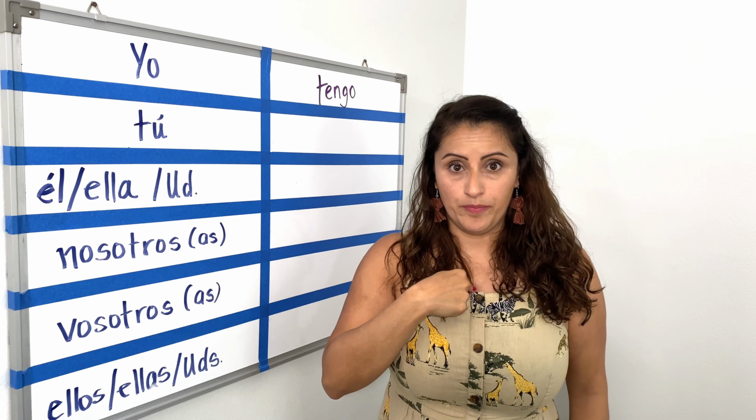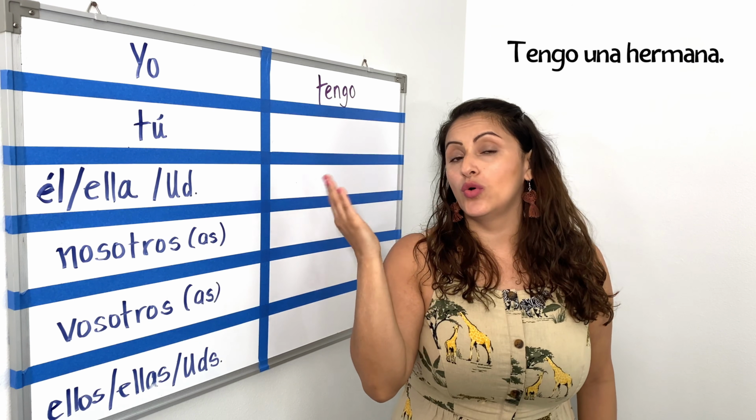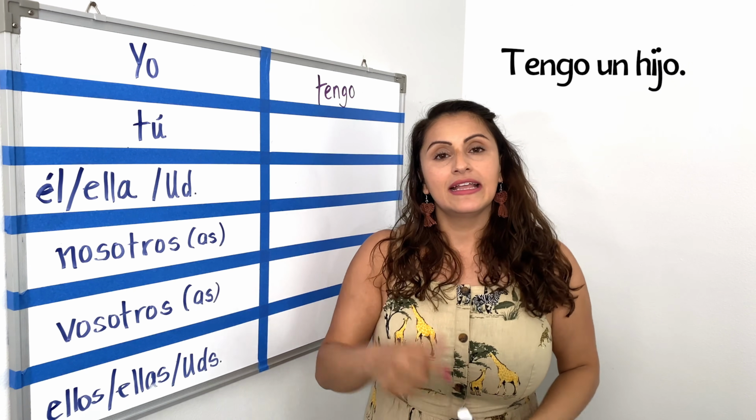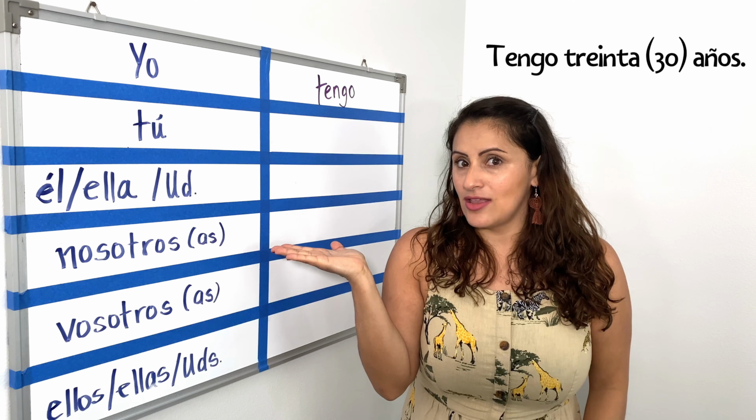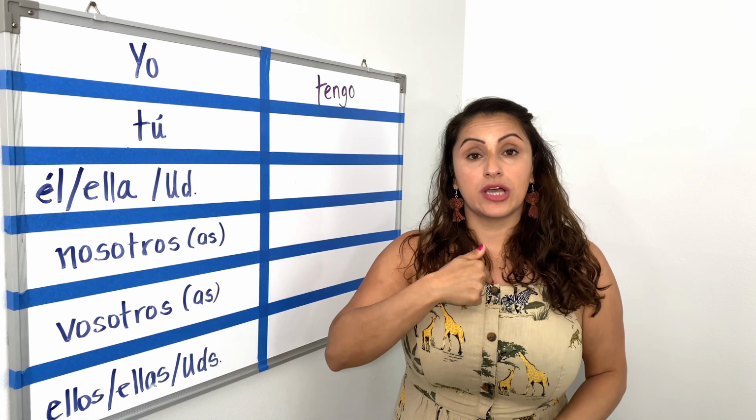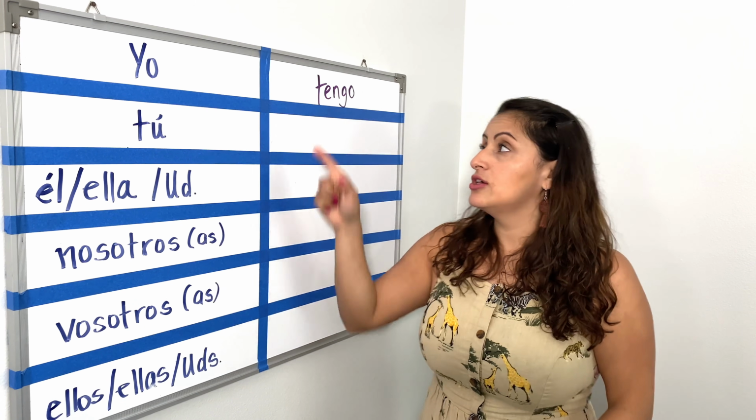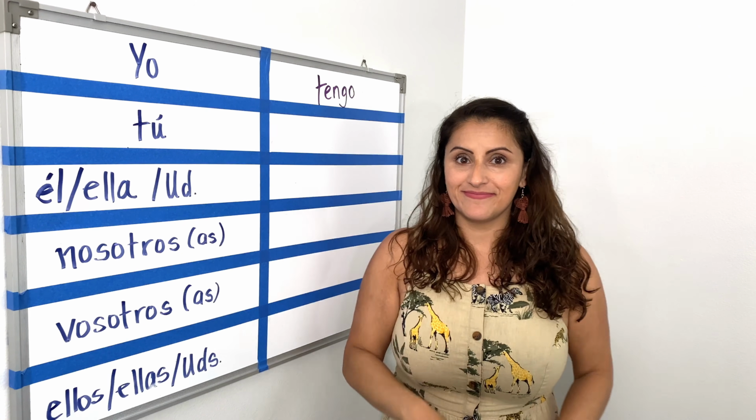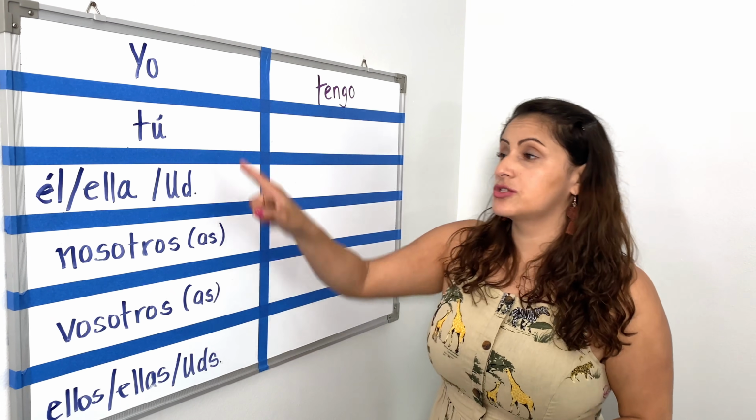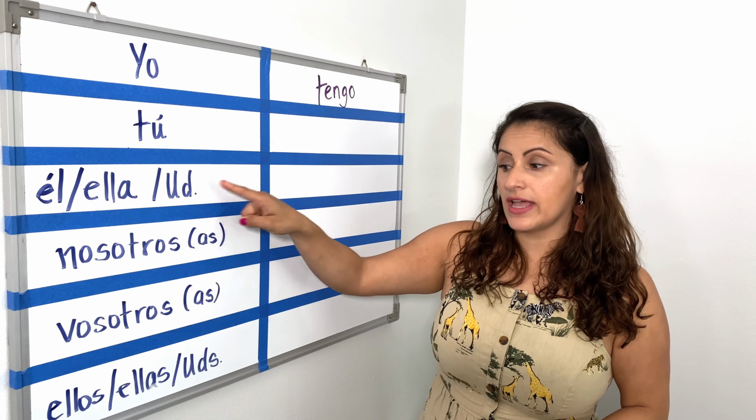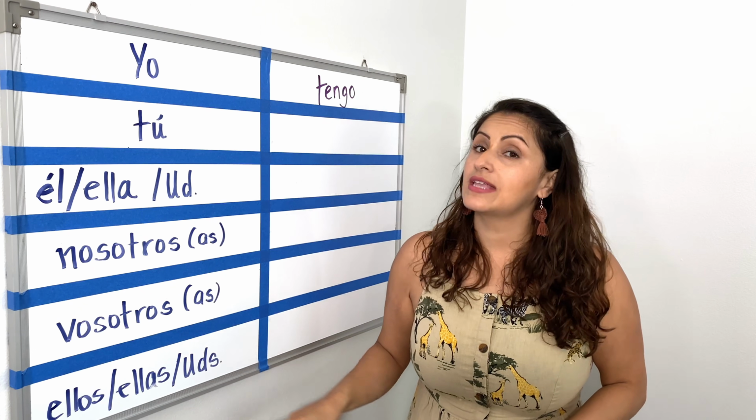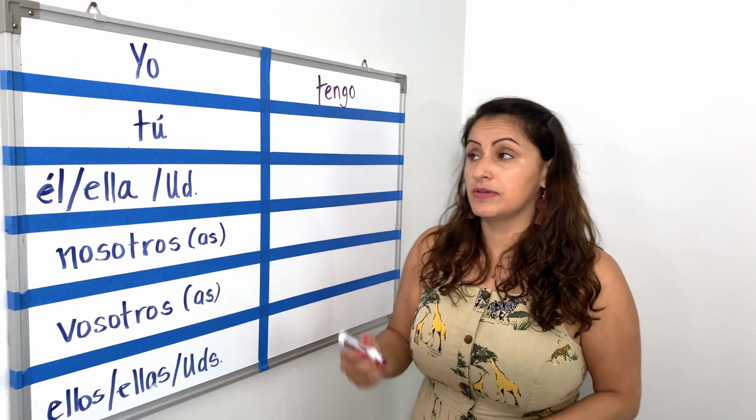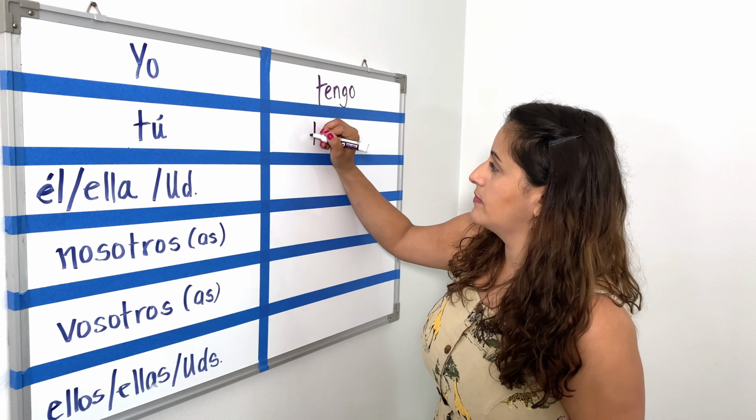Yo tengo. Tengo una hermana. Tengo un hijo. Tengo 30 años. Whatever you choose to talk about what you have, say tengo. Yo tengo. Good? Excellent. When it comes to tú, él, ella, usted, ellos, ellas, and ustedes, we also have a bit of a change that I want you to keep in mind. Look at what happens.